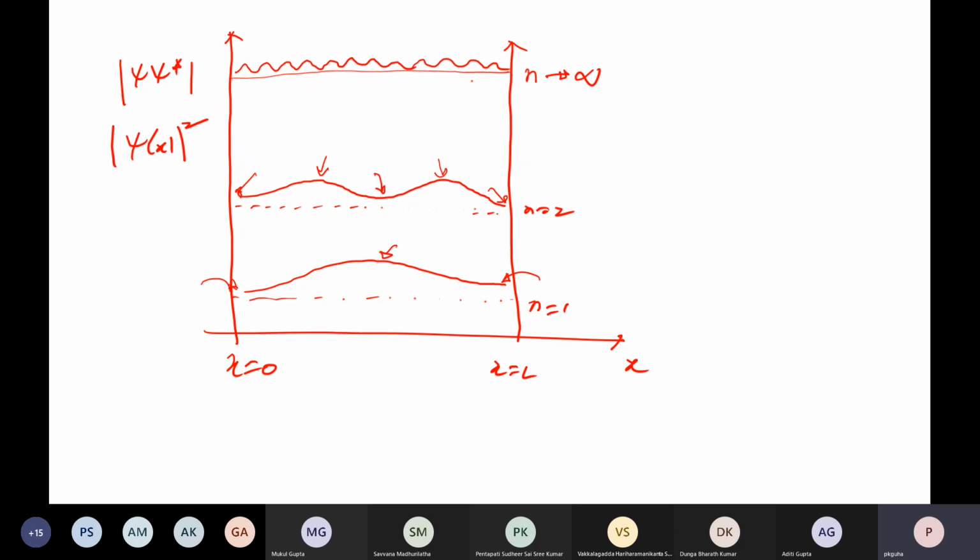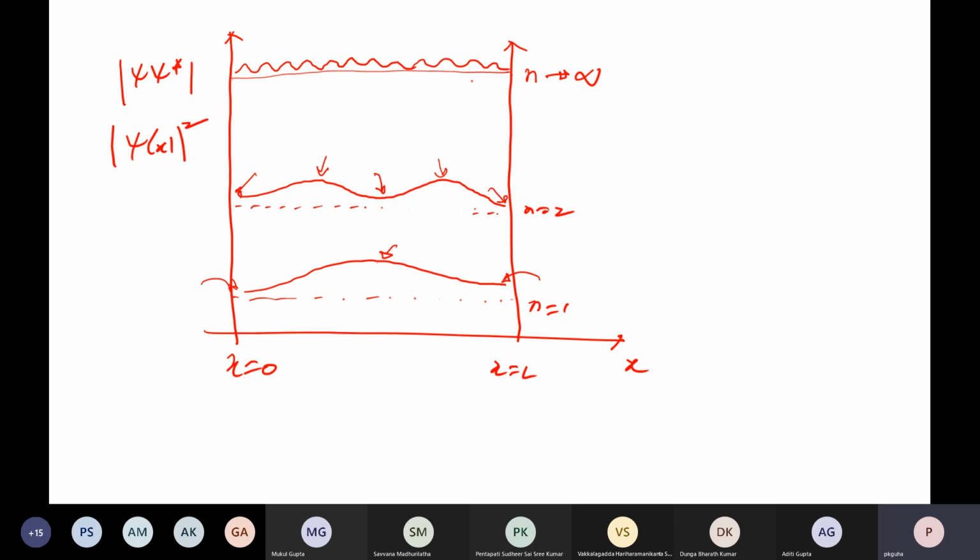Okay, so let me repeat it once more. According to the classical mechanics, as the particle is free, the particle can have any energy. Okay, and the probability of finding the particle inside the well is uniform. It can be anywhere inside the well and with equal probability. But this is not the case in quantum mechanics, because here energy is quantized. Energy and momentum are quantized.